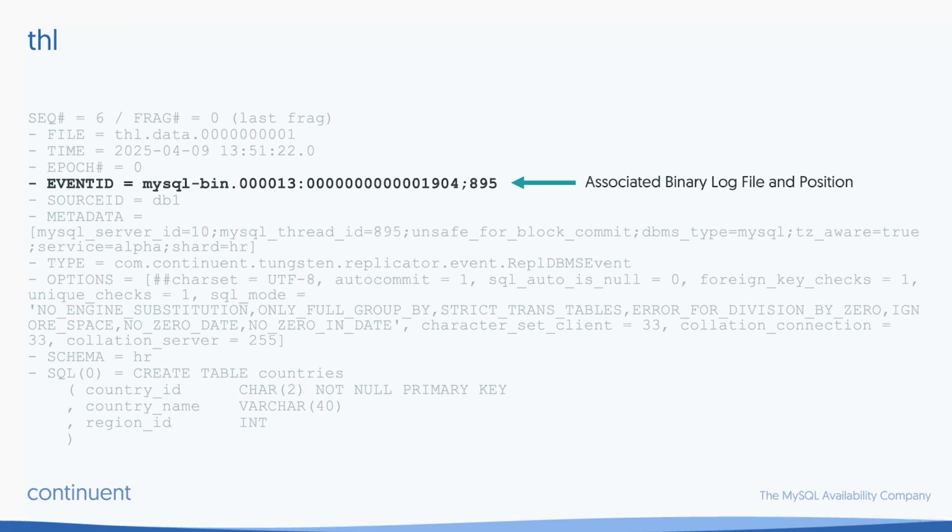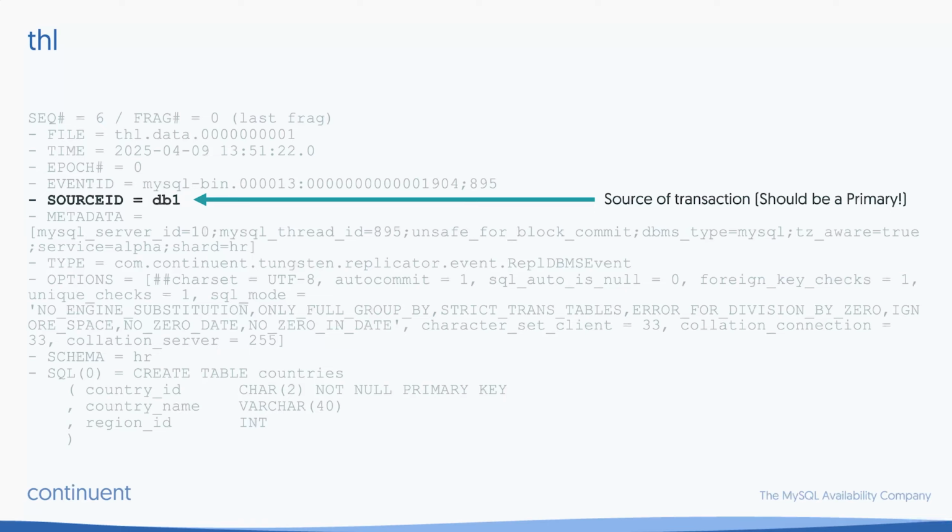The event ID, so this is the binary log and the position within the binary log that this transaction exists within. So if you ran MySQL binlog with those properties, you would get the same create table command. The source, where did it come from, and that should be the primary in most cases. Unless you are in an active situation, then that may show a different primary, but it would always be a primary node because that's the source of the writes.